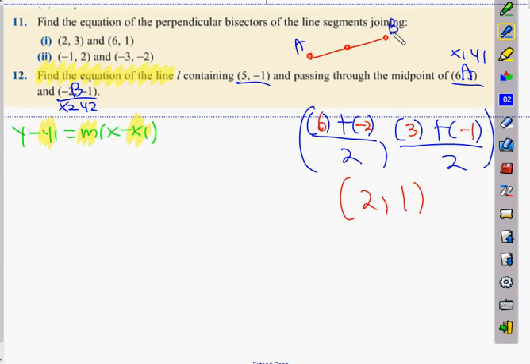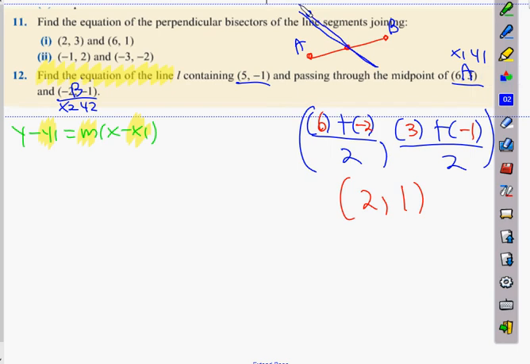Now we found the midpoint. There's another point mentioned, isn't there? This point 5, minus 1. 5, minus 1 could be up here for all we know. And what we know is that our new line consists of a line going through these 2 new points.